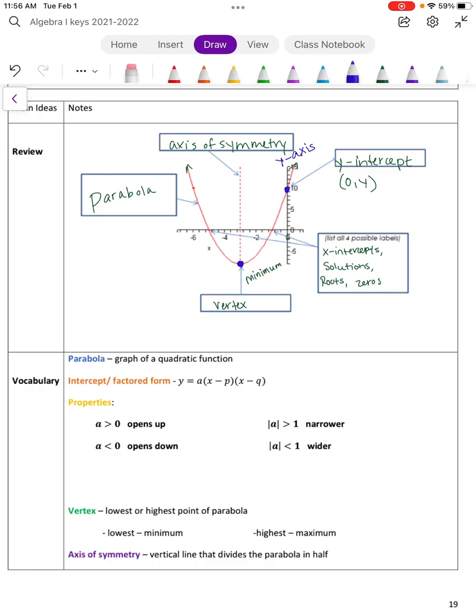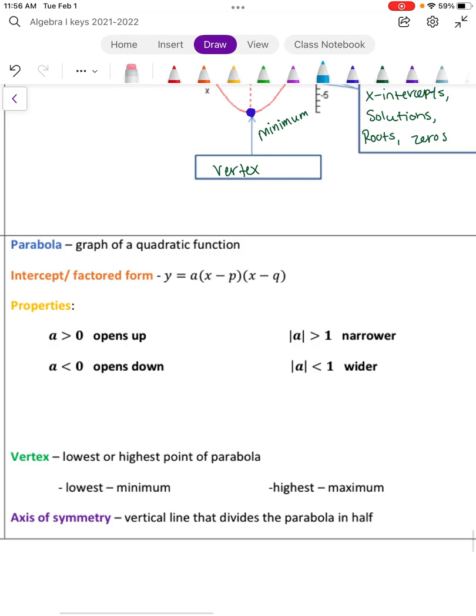Some more vocabulary review. We want to review these properties of A. So if A is positive, then our parabola is going to open up, and we'll have a minimum for our vertex. If A is negative, that tells us our parabola is opening down.